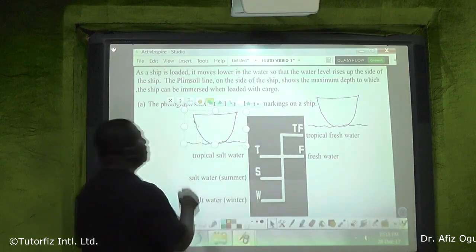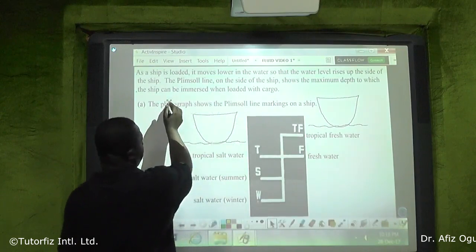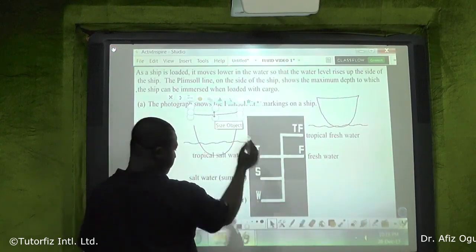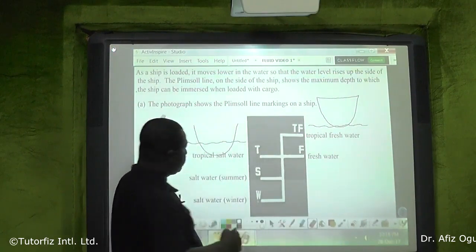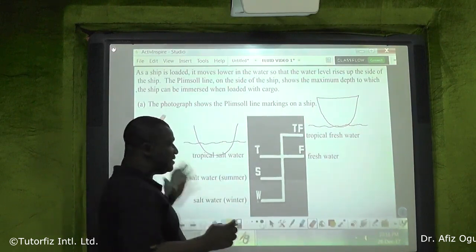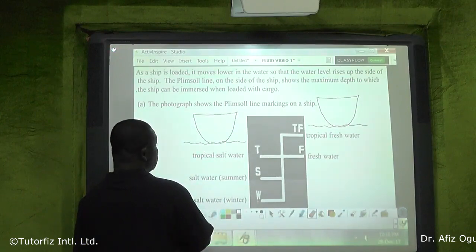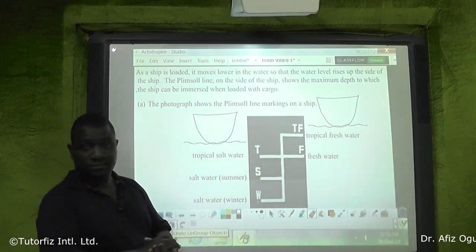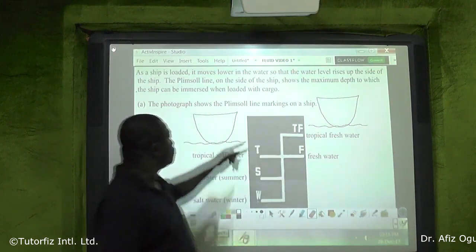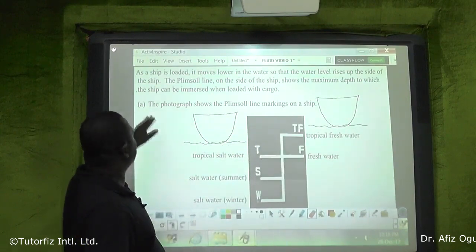Now, the ship can move in, depending on two things. As the ship floats, two forces are acting on it. Don't forget that. So marks have been put here to show what will happen at different water levels. Let's look at the question.